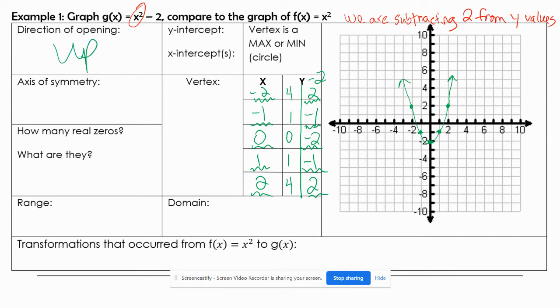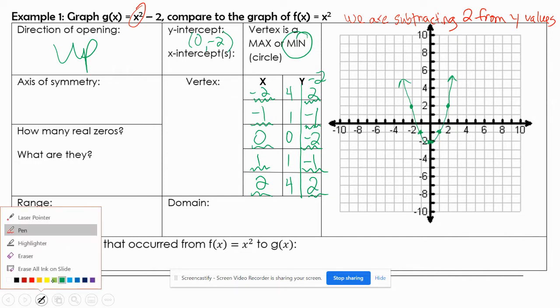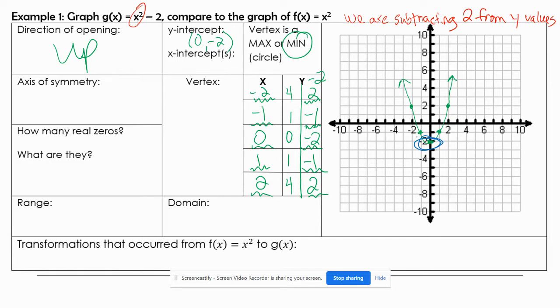Our y-intercept is at 0, -2. We do have some x-intercepts. They're decimals, so we would estimate them. And if we're estimating, we're not going to write x-intercepts down. Our vertex is the lowest part of our graph, so that's still a minimum. Our vertex, that lowest point, is down here at 0, -2. Our axis of symmetry is still x equals 0. The x value of our vertex is still there.